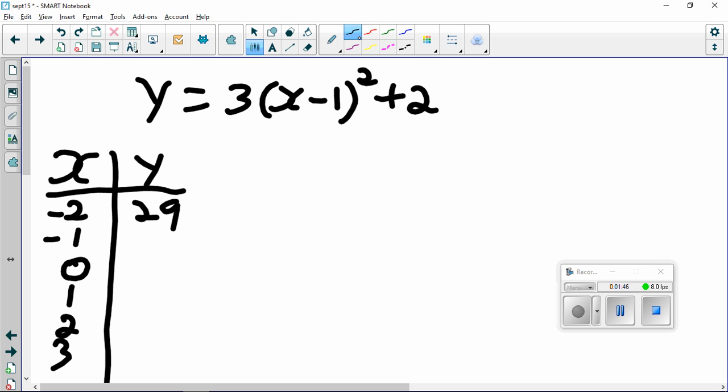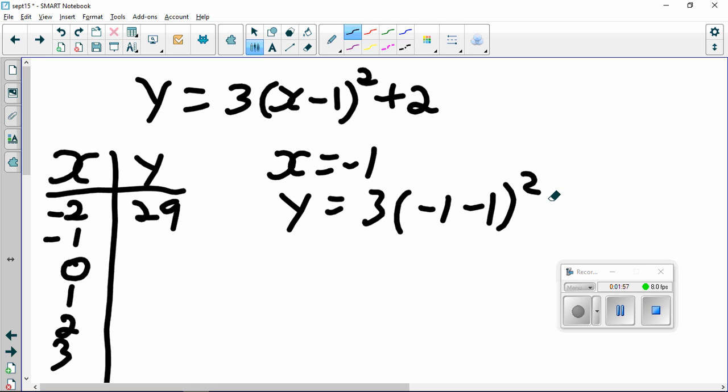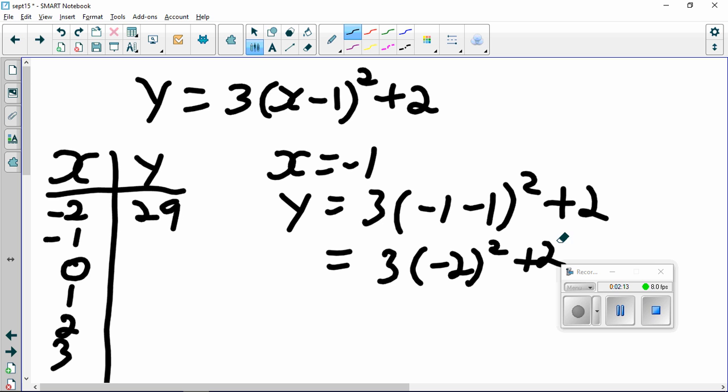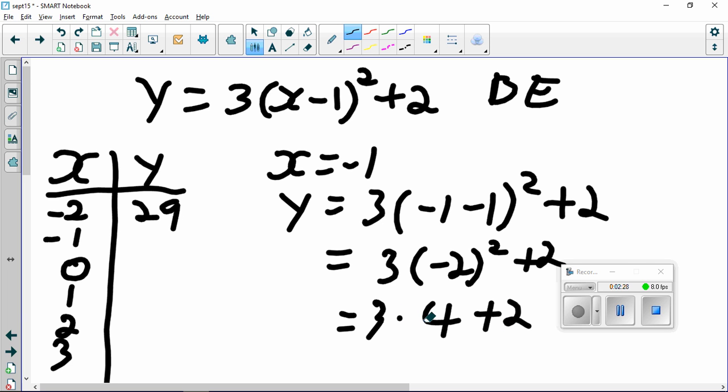Okay, now we're going to do the same thing, but when x is -1. So if x is -1, y is 3 times (-1 minus 1) squared plus 2. -1 minus 1 is -2. So I've got 3 times -2 squared plus 2. Now remember, we applied the brackets first, and after we apply the brackets, we apply the exponents. -2 squared is 4. So I've got 3 times 4 plus 2. Sorry, 3 times 4 is 12, plus 2, which is 14. So if x is -1, y is 14.